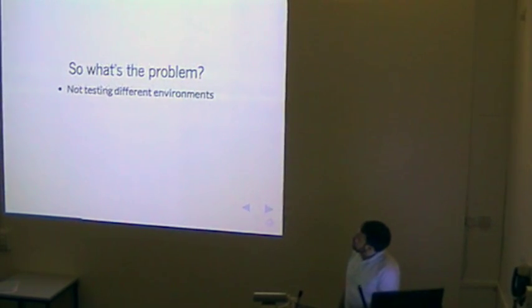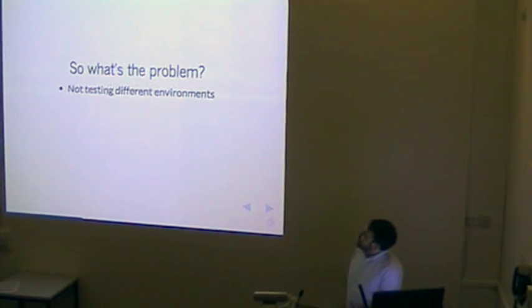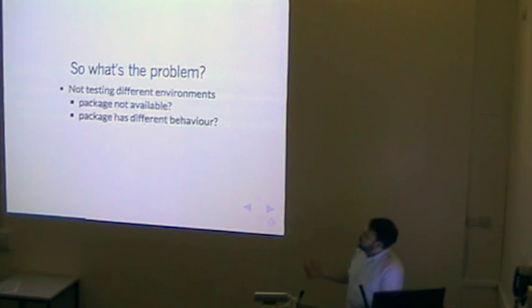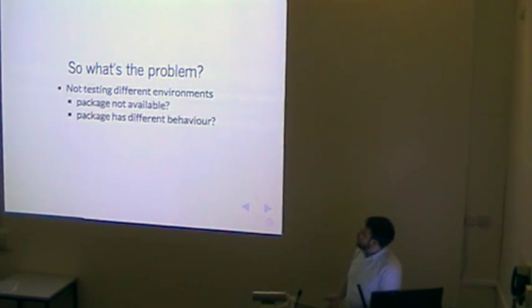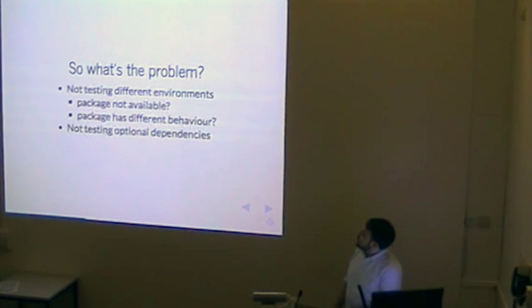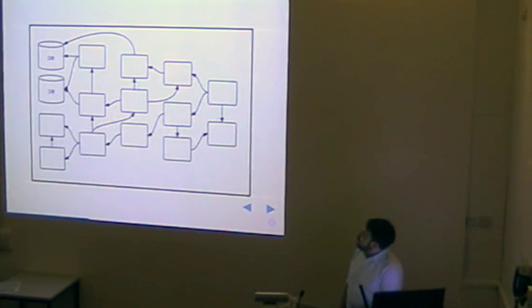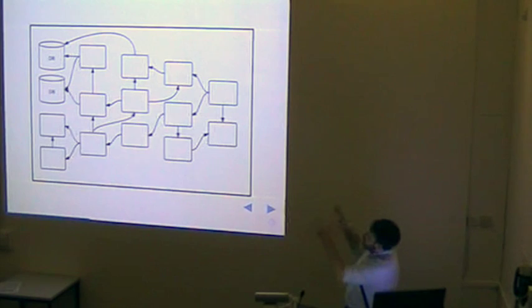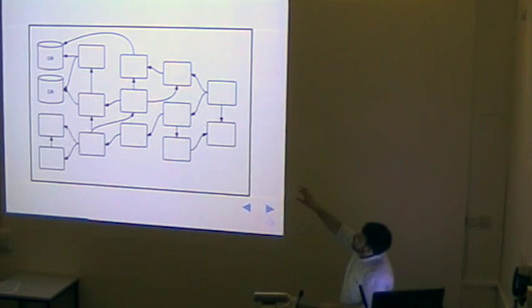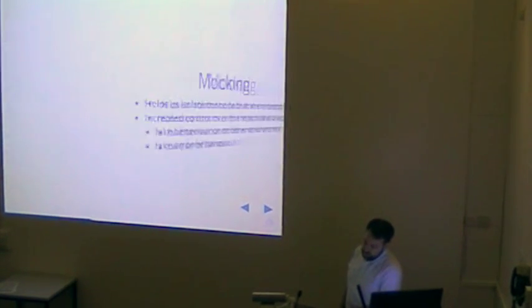This slide's a bit vague, but we're not really testing under different environments. We're just basically running the code, and that's that. You need to start thinking about what you do if the package isn't available, or if there's different behavior on a different system. You're not testing optional dependencies, and you're not testing edge cases. Here's a random diagram of the complexity in the system. You're trying to test a unit in it, but there are a lot of dependencies either way.